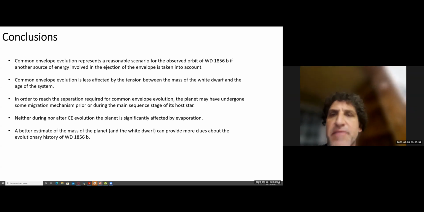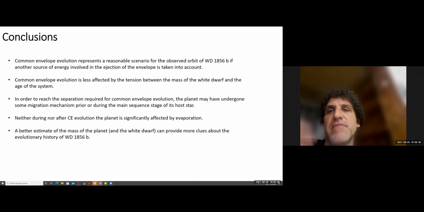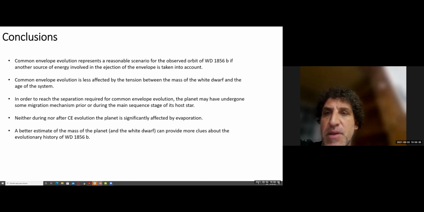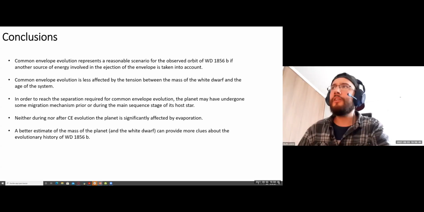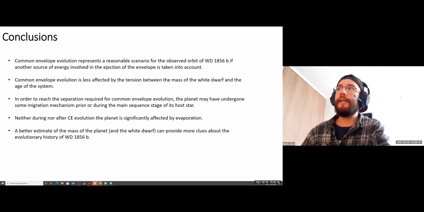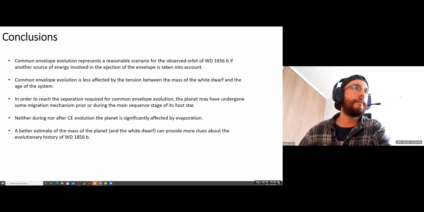Okay, no, I understand, of course, but I'm just wondering whether we actually really need to explain the discrepancy. I'm not sure. How strong is that? Yes, but independently of the age, well, we use this age problem as a point that favors the common envelope evolution. But even without taking into account this age problem, the main point is that common envelope evolution is a possible explanation for the orbit. So I agree.